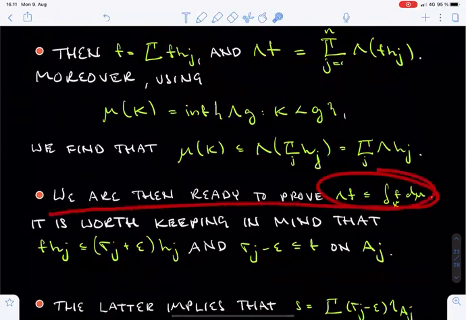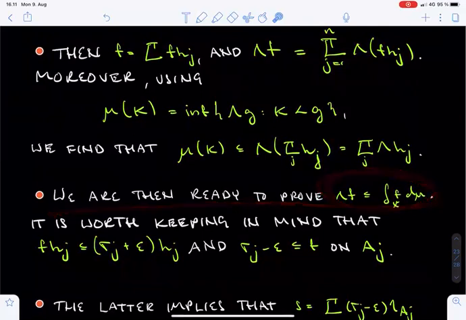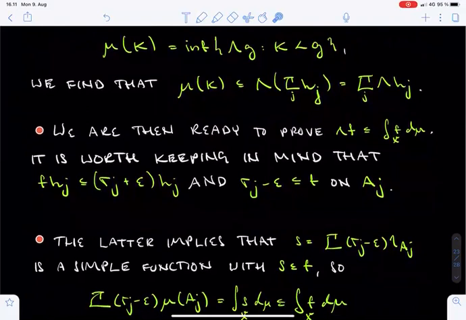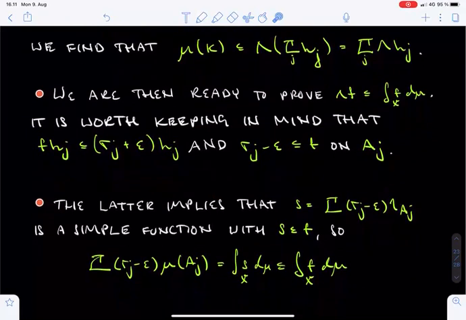We are now almost prepared to prove the inequality we claimed earlier, namely that lambda of f is bounded from above by the mu integral of f. In the coming estimate, it is worth keeping in mind that f times hj is bounded from above by rj plus epsilon times hj. Because hj was dominated by the set uj, and the values of f on uj were bounded from above by rj plus epsilon. Second, just by the definition of the set aj, the values of f on the set aj were bounded from below by rj minus epsilon.